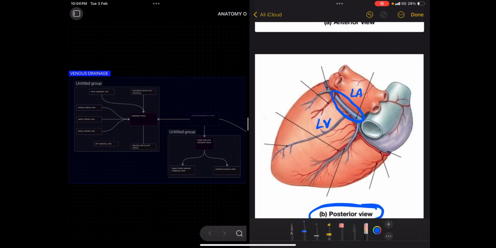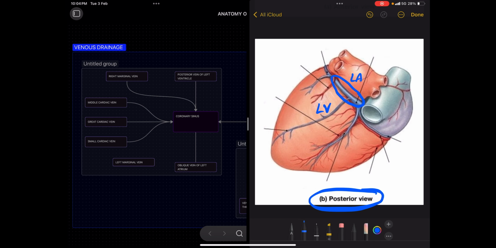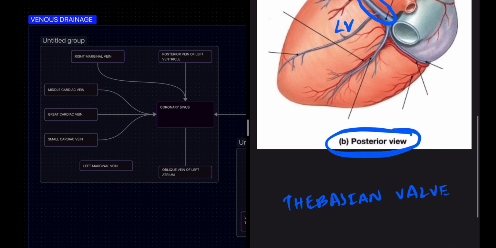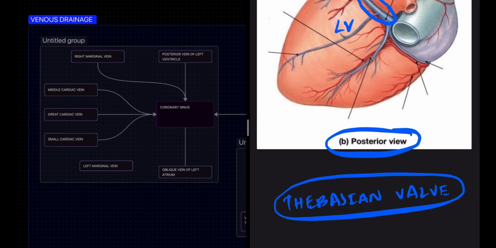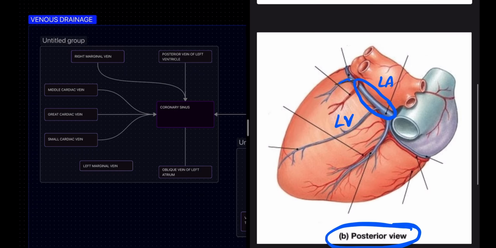Now, various tributaries are also present for the coronary sinus, as you can see at the left-hand side of my screen. It is also important to note that the coronary sinus is guarded at its opening on the right atrium by something called the Thebesian valve. The coronary sinus is formed by the confluence of two veins.